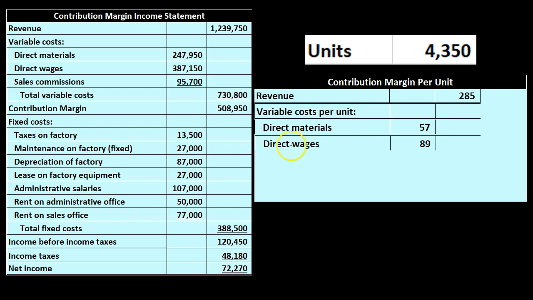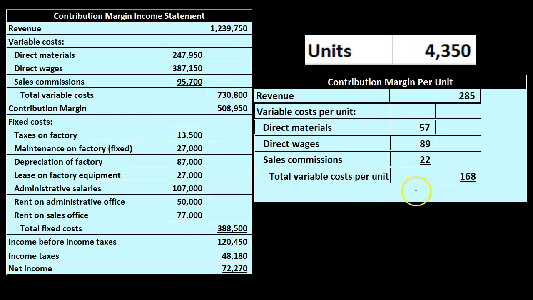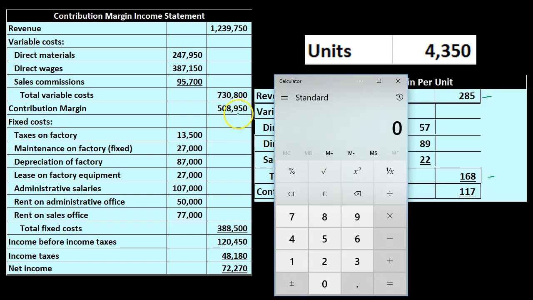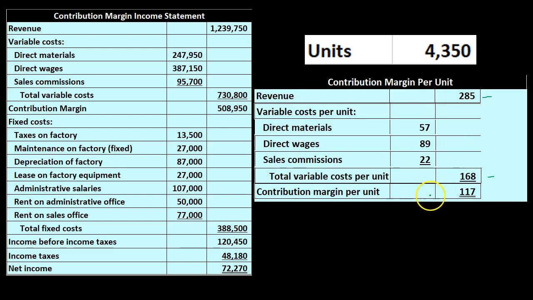Then we have the direct wages also behaving the same, sales behaving the same. Those items give us our total variable costs per unit, and then the sales minus the total variable costs is what gives us our contribution margin per unit, which we could also calculate as the contribution margin total divided by the number of units, 4,350. Now, that's going to be a useful number for projection purposes. If we want to think about costs into the future, this is a useful number.